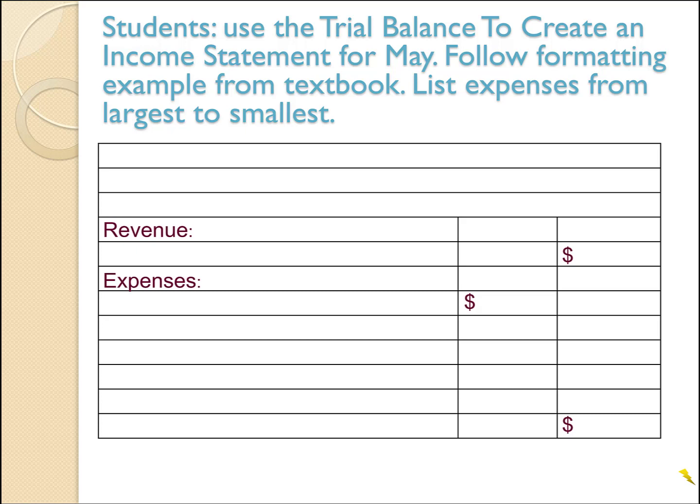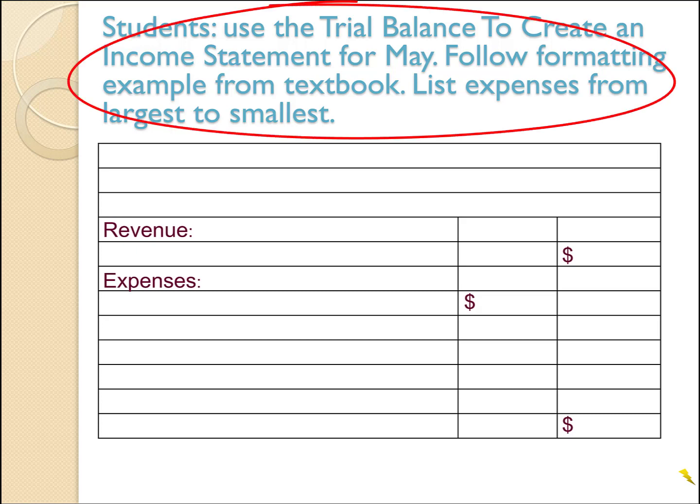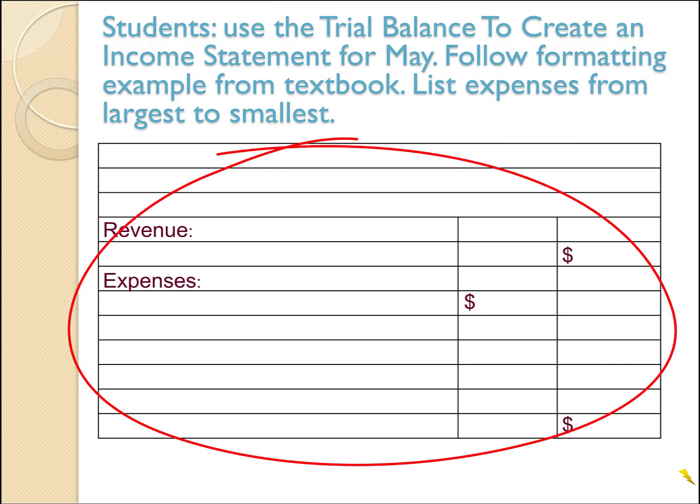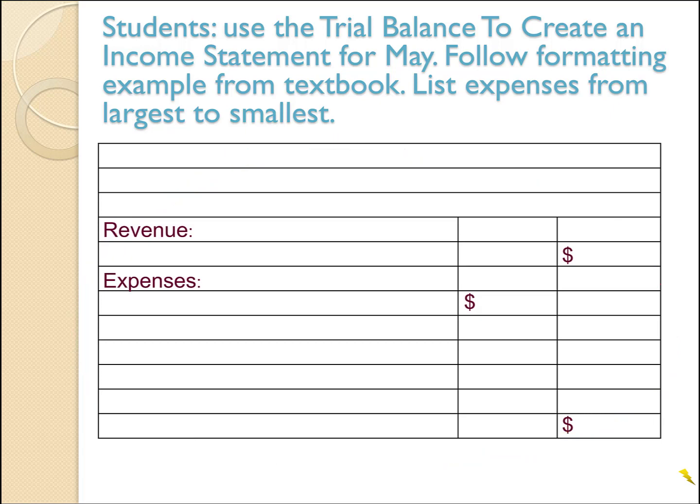So in this assignment, we're going to use the trial balance from the previous assignment to create an income statement for May. And we're going to follow the formatting example from the textbook. And we've also got a note that says list expenses from largest to smallest. So you should have this form printed out, and you're going to fill this out by hand and then submit this onto Canvas. Now I've given you some hints.